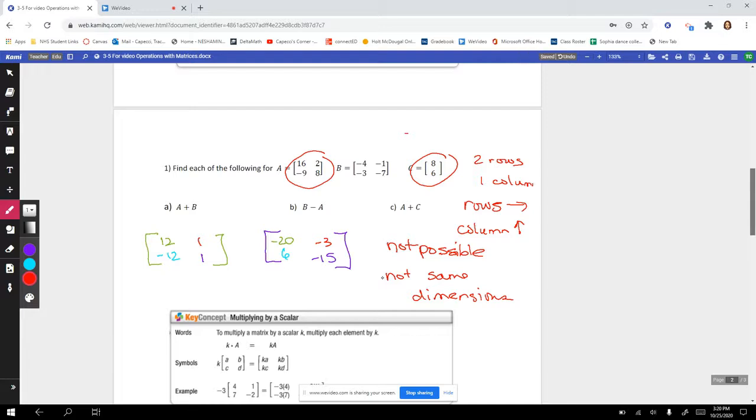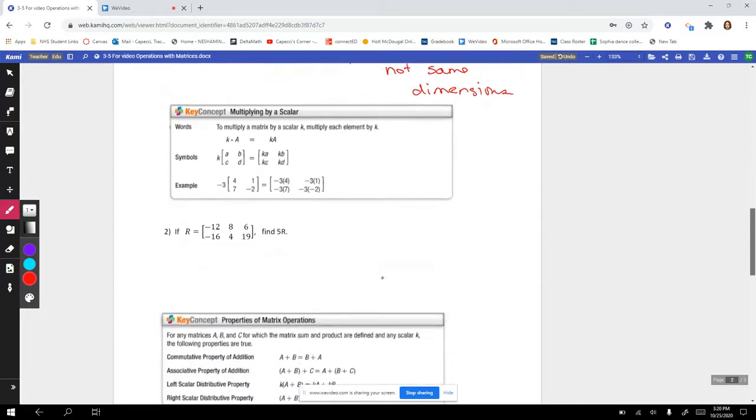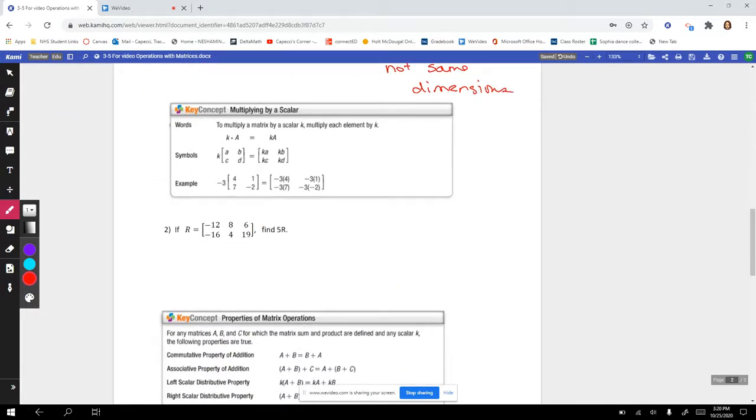Okay, so that's basic adding and subtracting. Now we're going to look at some basics of multiplying. We're going to multiply by a scalar. And what that scalar is, is just something that I'm going to multiply each element by, k. So you can see here, here's the symbol. If I have that number in front, I'm going to multiply each element, in this example, by -3. So here's an example. I multiply each element by -3, and I'm going to come up with my new matrix.